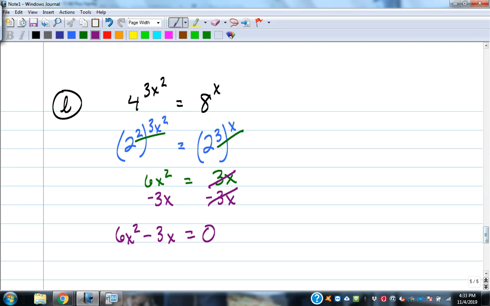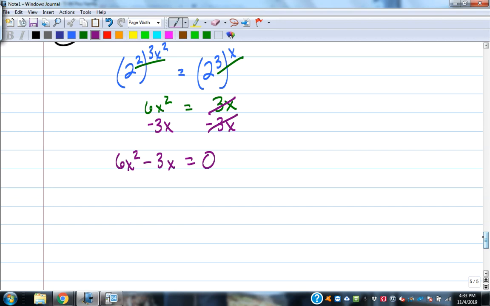So once we get it equal to 0, that opens up all of the rules that we learned about solving quadratics, which was you could factor it, you could use the quadratic formula, x equals negative b plus or minus square root of b squared minus 4ac over 2a. That's legal now because it's equal to 0. It's quadratic. The easiest method to solve on this one, because it's so short, is to factor. GCF of that would be 3x. So that'd leave you 2x minus 1. And then you set each factor equal to 0.